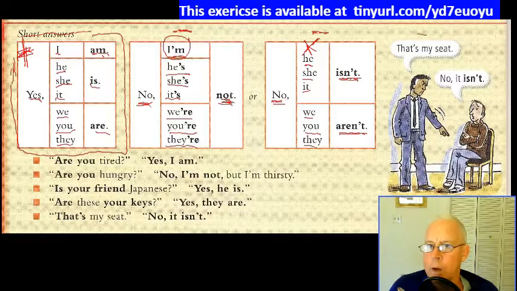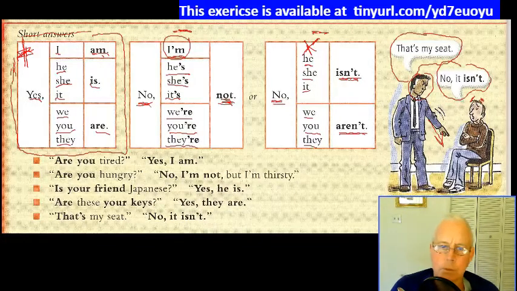So this guy says, a little angry, pointing at the seat, "That's my seat." And this guy looks sort of like, "Who, me?" He says, "No, it isn't." He could also say, "No, it's not." Either one.